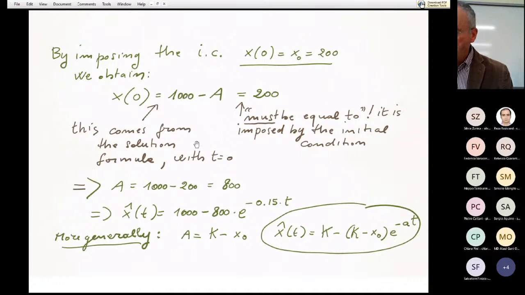If we combine them, we get the value for a. So usually we write this: x at time 0 has some expression from our solution formula that includes the arbitrary constant, but on the other hand, we impose a value. So we find the value of the arbitrary constant which is consistent with our boundary condition. Now, a is equal to 800, so the solution in our case will be 1000 minus 800 exponential minus 0.15 t. What is the meaning of 800? It's not the initial level of the variable, which is 200. It is the difference between the carrying capacity and the initial level of the variable. In fact, if you solve this in general, you get x(t) equal to the carrying capacity minus the initial deviation from the carrying capacity times the exponential of minus a t.